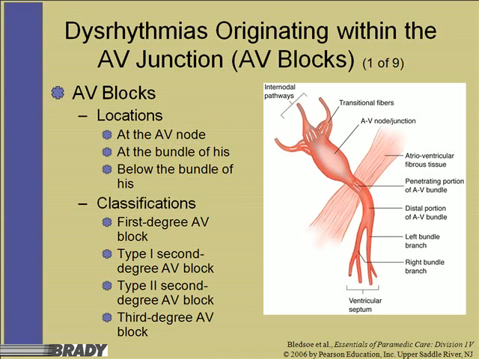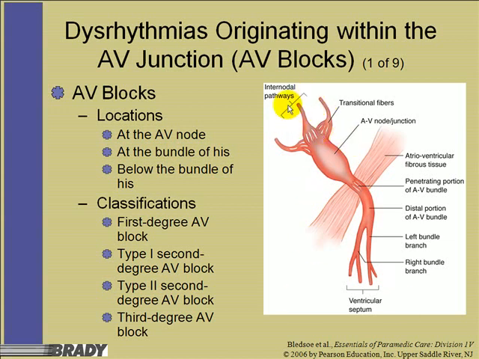Our AV blocks locations are at the AV node, at the bundle of His, and possibly below the bundle of His. We've got four types that we need to focus on and be aware of: a first degree AV block, a type 1 second degree, type 2 second degree, and a third degree or complete AV block.